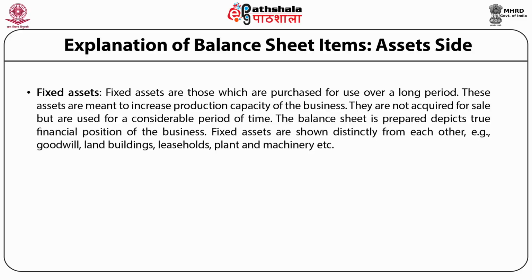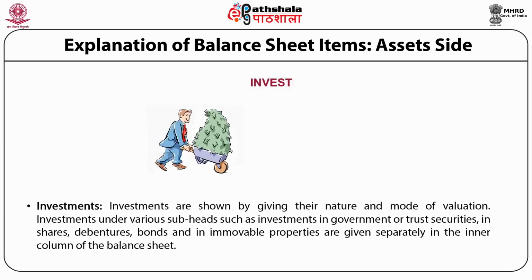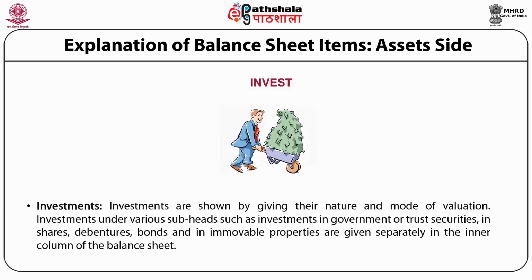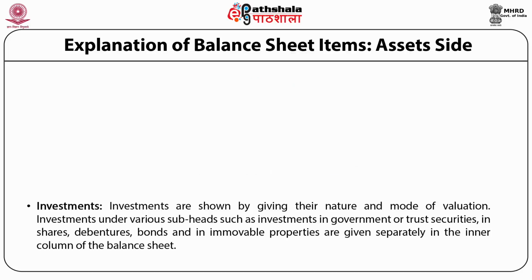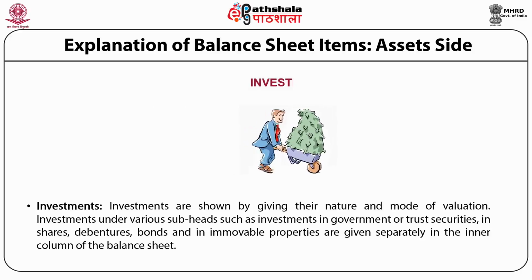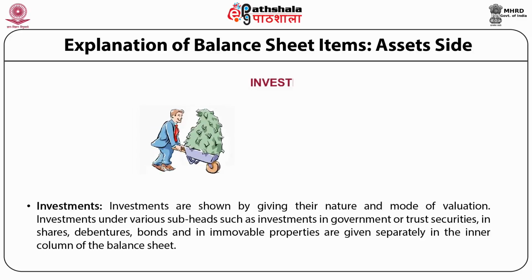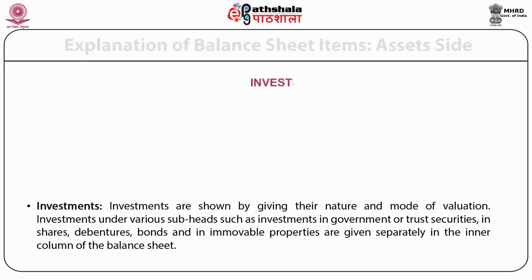Fixed assets are shown distinctly from others, that is goodwill, land and building, leaseholds, plant and machinery. Investments. Investments are shown by giving their nature and mode of valuation. Investments under subheads such as investment in government or trust securities, in shares, debentures, bonds, in immovable properties are given separately in the inner column of the balance sheet.